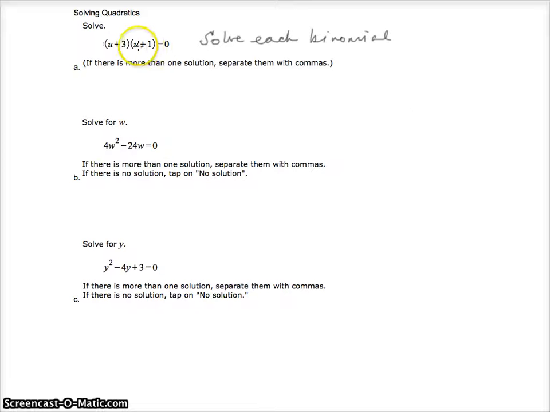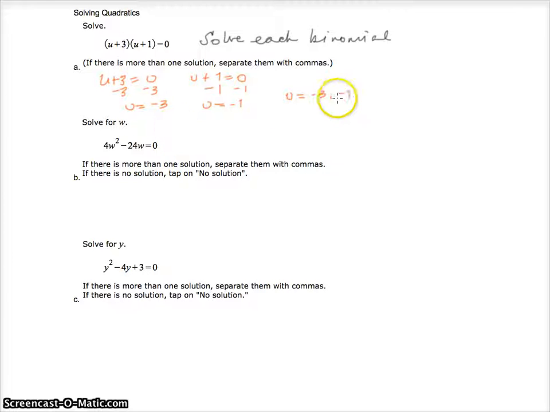Since both of them say that they're equal to 0, we're going to have u plus 3 equals 0, and u plus 1 equals 0. So now I'm going to solve them. To get to u here, I subtract 3, so u equals negative 3. And to get to u on this one, I subtract 1 from both sides, so u equals negative 1. So my solution is u equals negative 3 and negative 1.